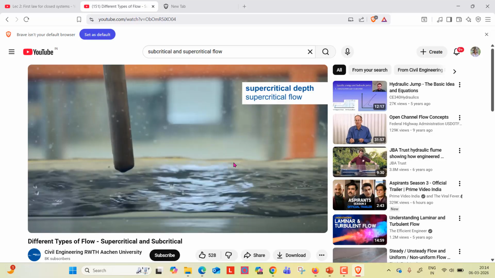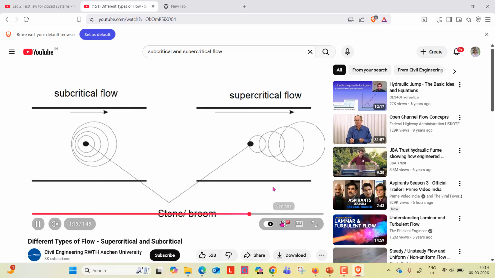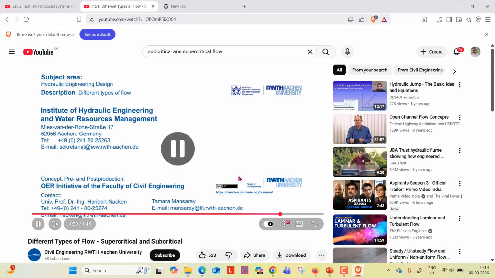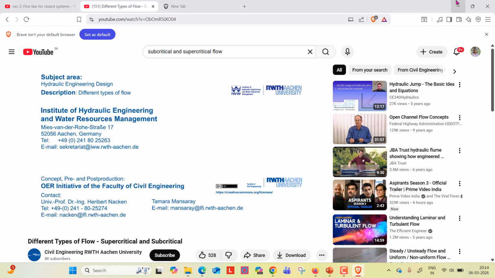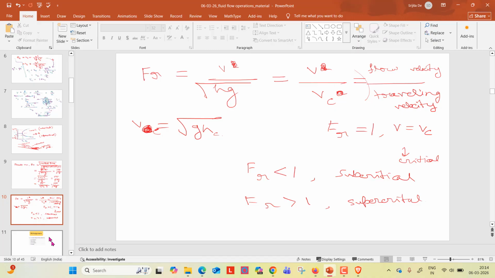See. So subcritical flow, this is the stone or broom. This is the supercritical flow, stone or broom. So the flow wave will be continuously moving. Okay. I have already cleared this and shown you a video. I think it will be much clearer. Okay. Now going back to the lecture to solve the assignment questions and some more interesting questions.